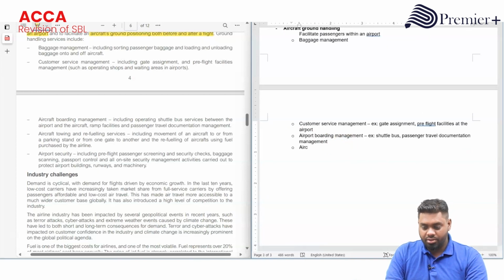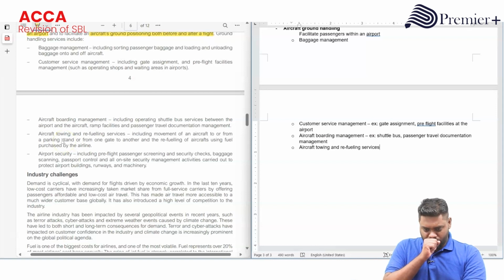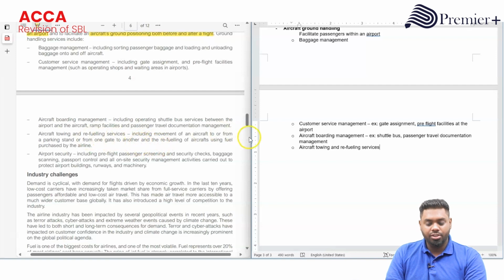And next we have aircraft towing and refueling services, including management of an aircraft to or from a parking stand or from one gate to another, and the refueling of aircraft using fuel purchased by the airline. So refueling is very straightforward.